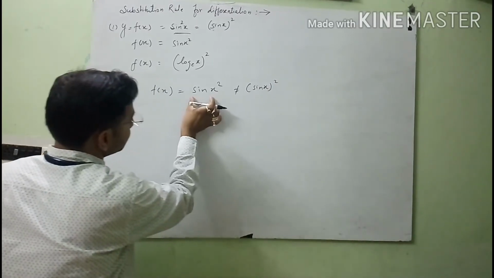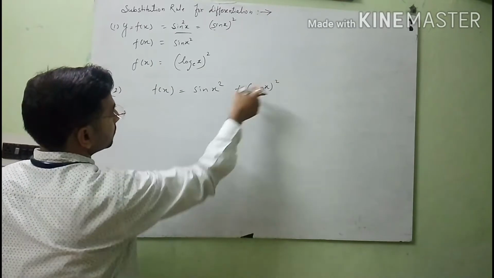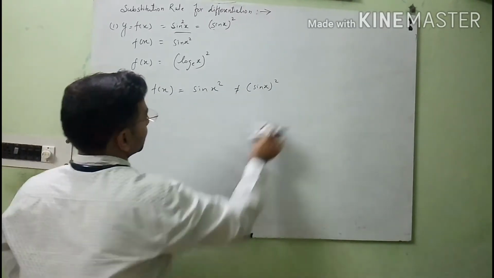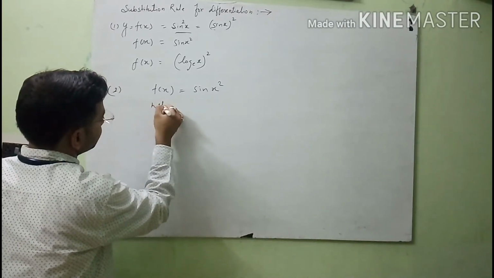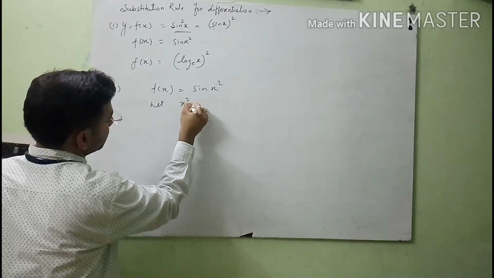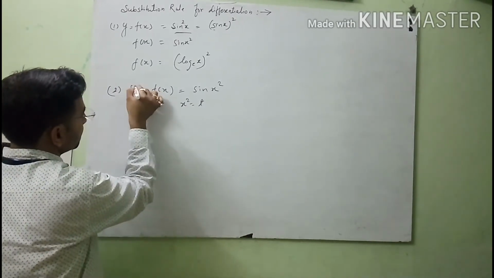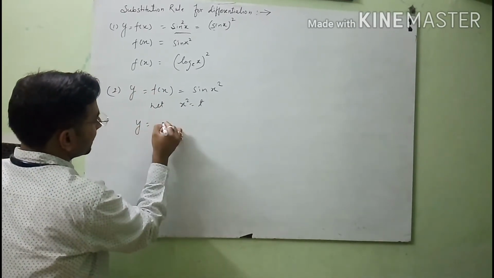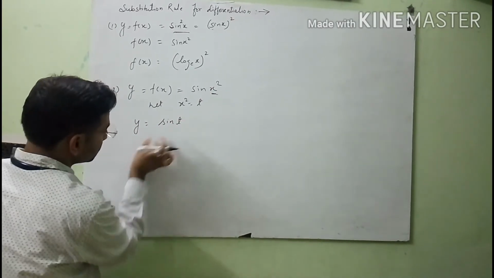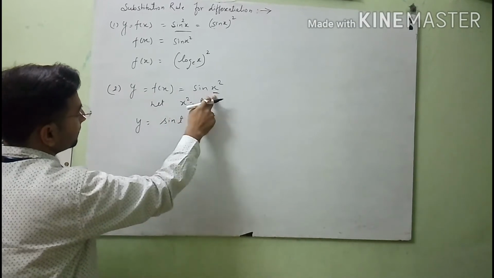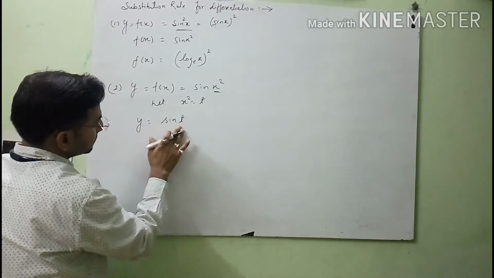If you know that this type of problem came in your class 10, is sin x whole square equal to sin x square, if you remember that. So what you will do at first, let you consider here x square is equal to t. When you consider x square as t, then the function which you write here as y is sin t. In place of x square you write t. Now see, initially y is a function of x. Now after considering x square equal to t, y is a function of t.